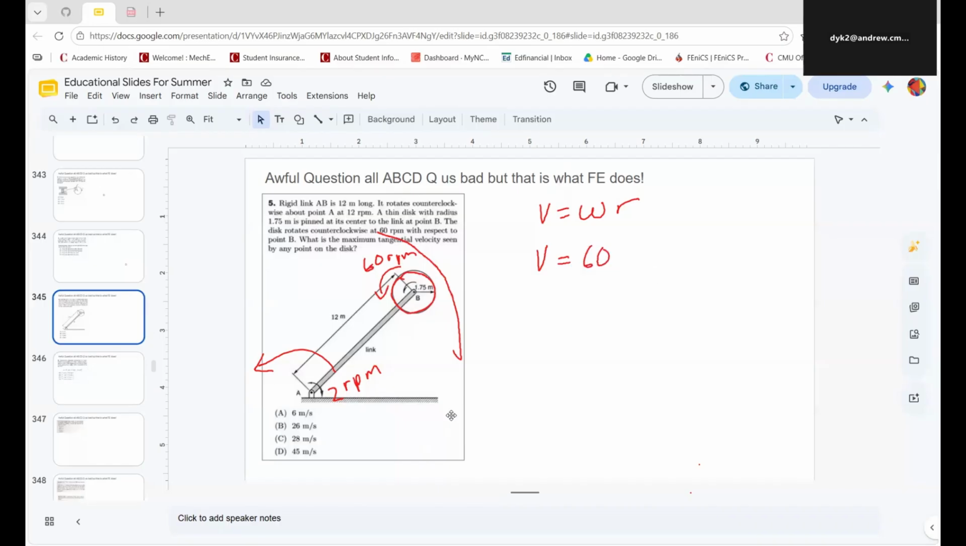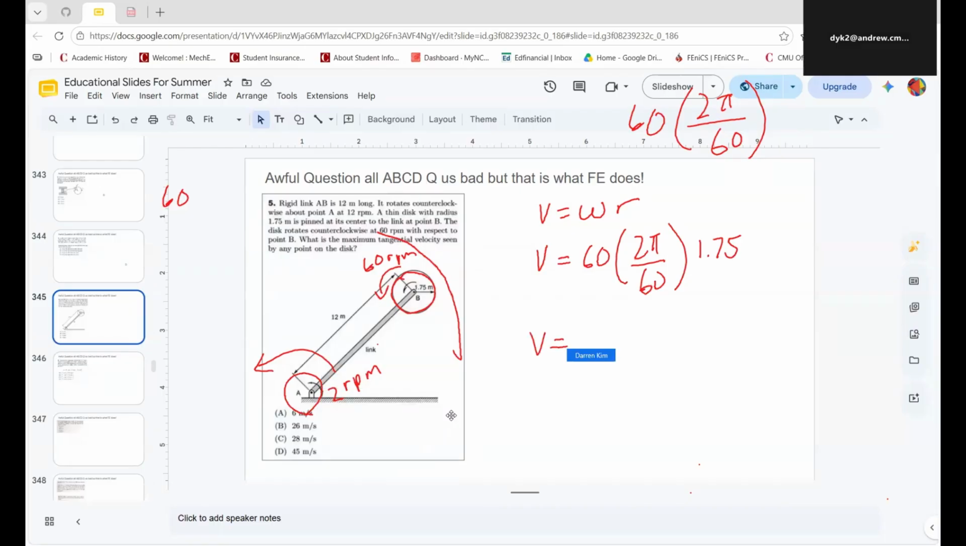To change it, revolutions, is it in minutes or seconds? I think it's still in meters. Okay, so I need to change 60. 60 multiplied by 2 pi over 60 should do the trick. So 2 pi over 60 multiplied by 1.75. And then we have V equals, what is it? I saw it earlier.